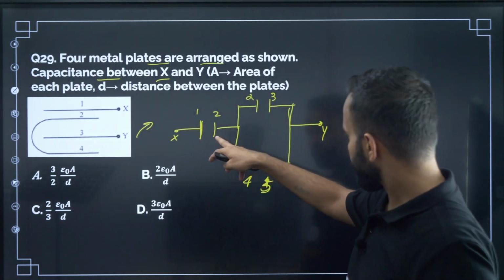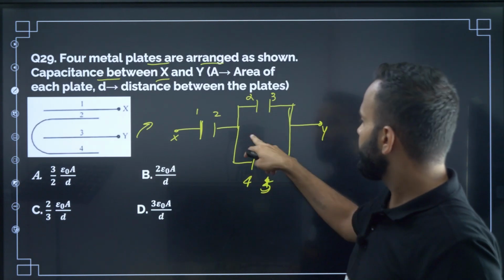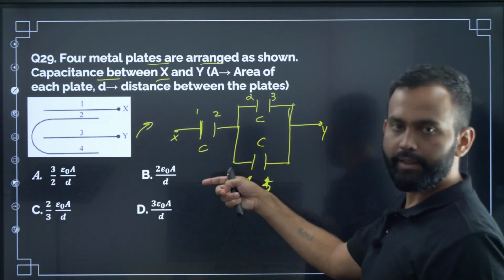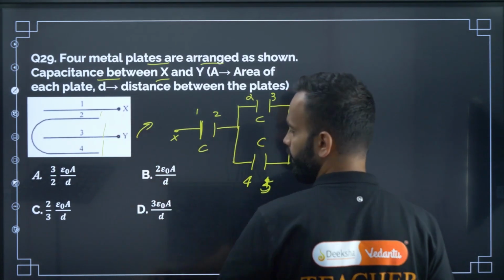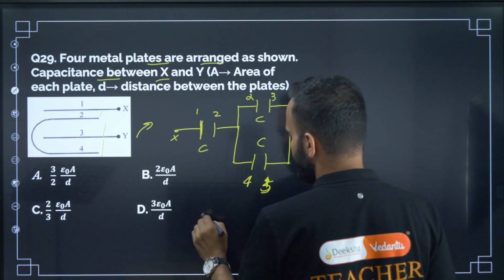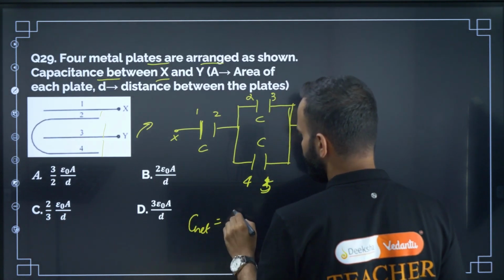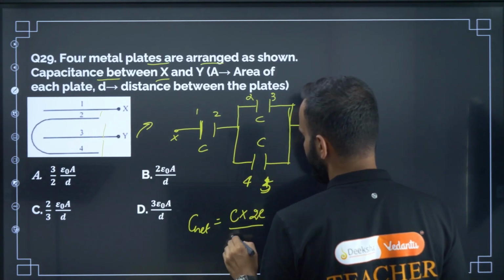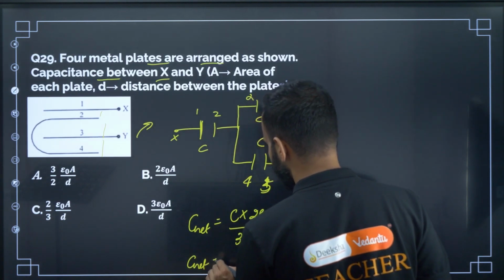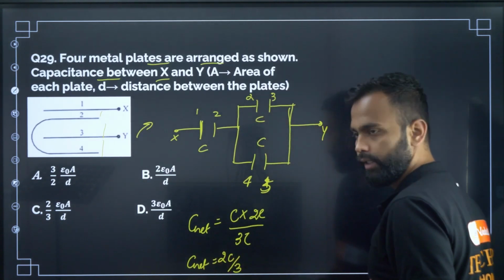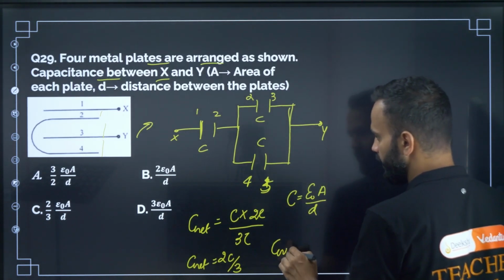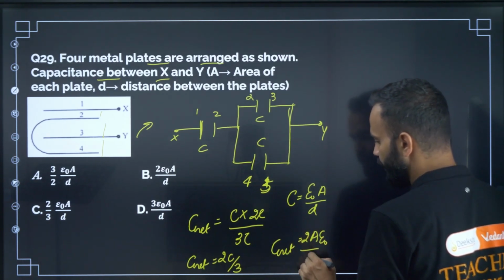Now these two are in parallel, and then that combination is in series with this one. C, C, C are identical capacitors, because the area is the same and the distance between them is also the same. So these two are in parallel, that is 2C, then it is in series with C. So C net is equal to C into 2C divided by C plus 2C, that is 2C by 3. What is C? C equals epsilon naught A divided by D. So C net is equal to 2 A epsilon naught divided by 3 D.